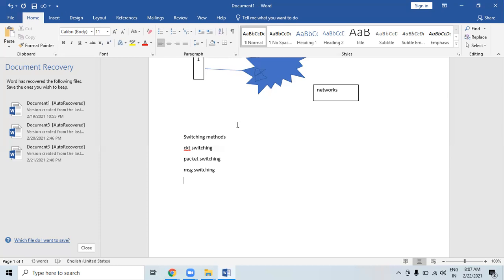So circuit switching has a physical path between source and destination. Packet switching has no physical path. In circuit switching all packets use the same path, but in packet switching packets travel independently.